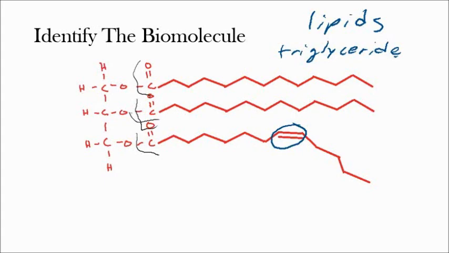And so because of that double bond, we call it unsaturated. And the reason it's unsaturated is because you could potentially have two more hydrogens attached to this tail, but it has less than the total amount it could possibly have. So this is an unsaturated fat or triglyceride, which is a type of lipid.